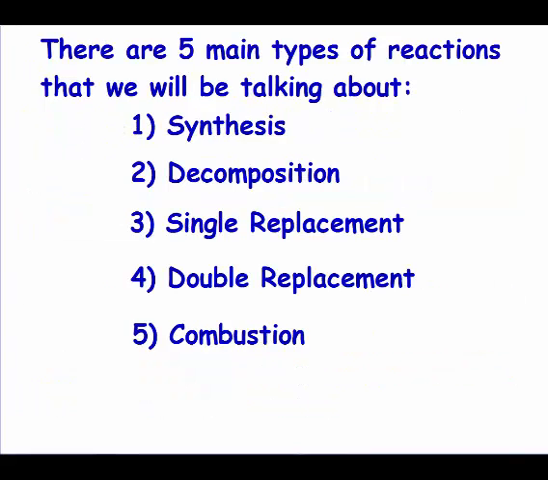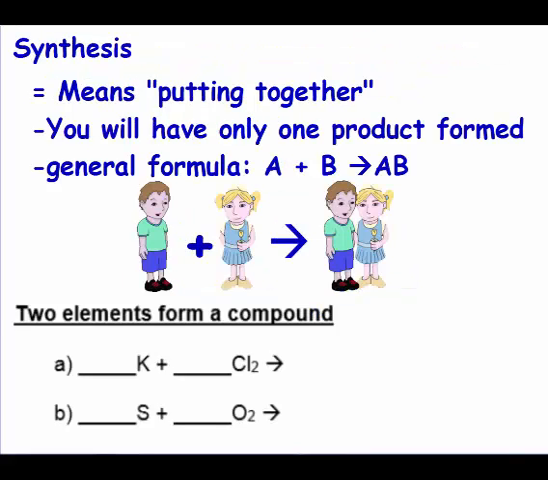There's 5 main types of reactions that we're going to be talking about: synthesis, decomp, single replacement, double replacement, and combustion. In a synthesis reaction, you're putting things together to get one product. So the general formula is A plus B yields AB. When you're putting them together, you have to pay attention to the charges.